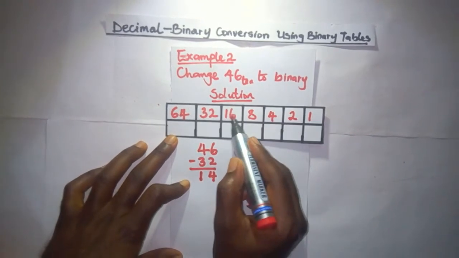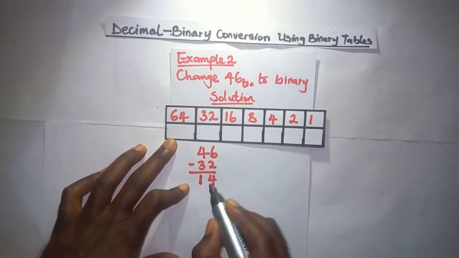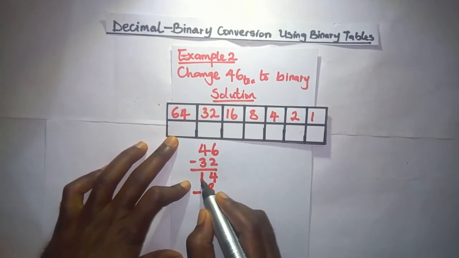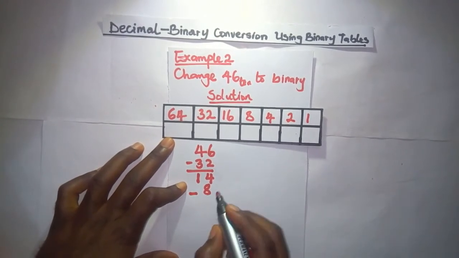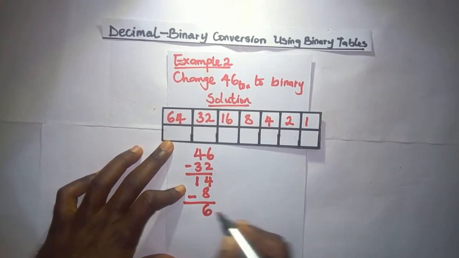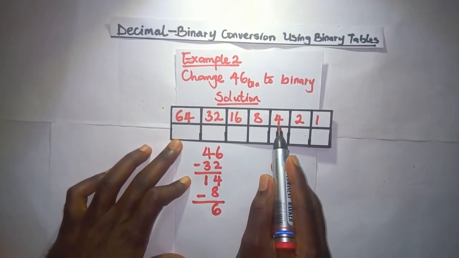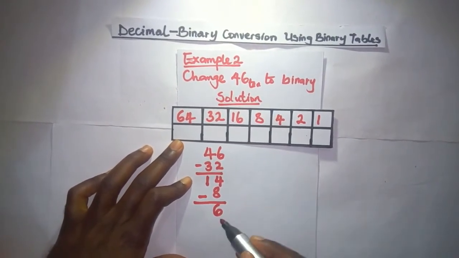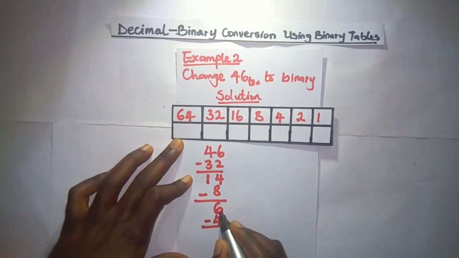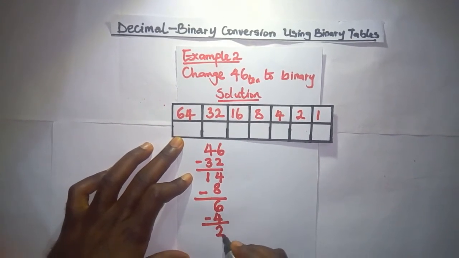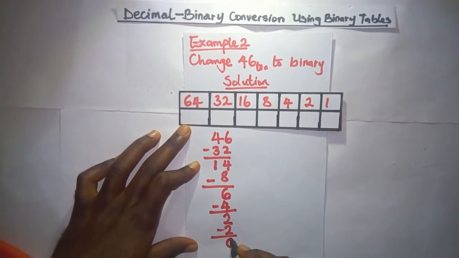Obviously, we cannot use 16 because 16 is bigger than 14 that is remaining, but we can use 8. So we will now take out 8, subtract 14 minus 8. So 14 minus 8 is going to give us 6. So the next number we have here is 4. 4 is less than 6. So we can subtract 4 out from 6. 6 minus 4, that will give us 2. And then we have 2 here. If we subtract 2, 2 minus 2 is going to give us 0.